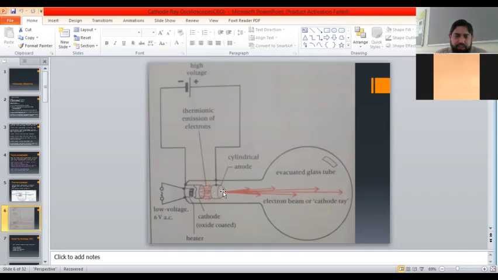Your anode is hollow at the center. What do we mean by hollow at the center? That there are equal potentials on all sides. So those electrons will pass through the center. Due to inertia, because they have a lot of kinetic energy, they will pass through the anode, move in a straight line and hit the front part of the screen. This beam of electrons, we call a beam of electrons, or we also call it cathode rays.